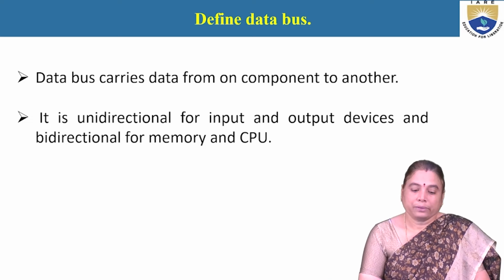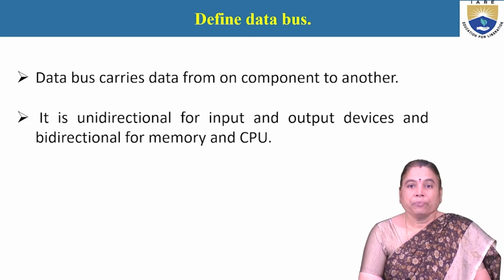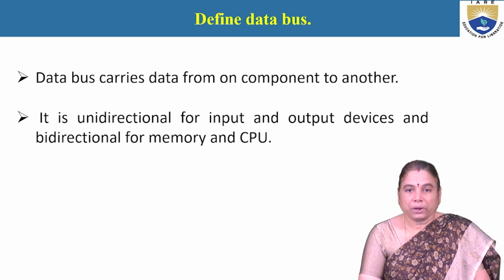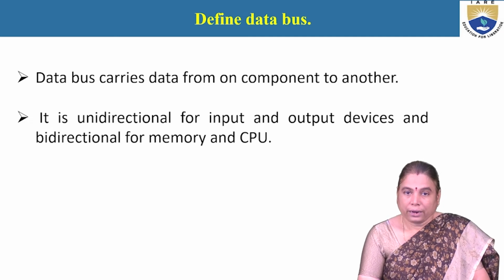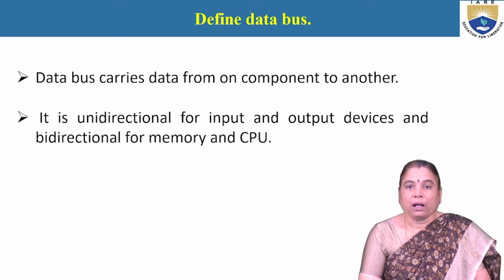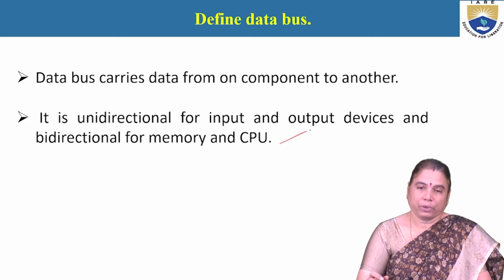Next, define data bus. The data bus carries data from one component to another component. On the memory, generally two operations are performed: one is the read operation, another is the write operation. The data that is going to be read or fetched from the memory, or the data that is going to be written to the memory, is carried with the help of the data bus with the help of the MDR register. It is unidirectional for input-output devices and bidirectional for the memory and CPU.